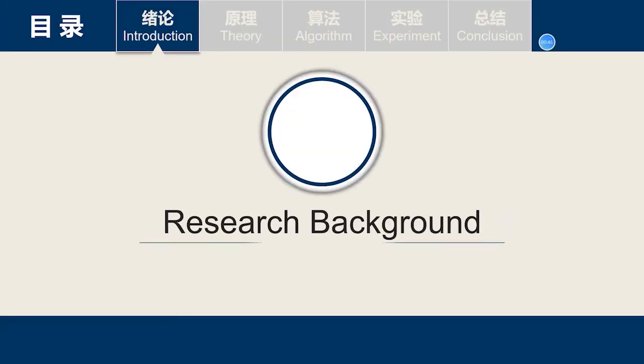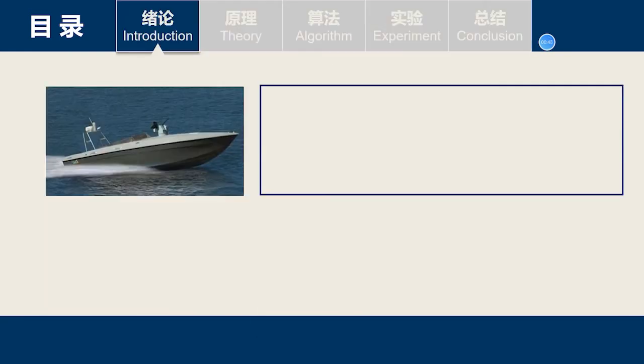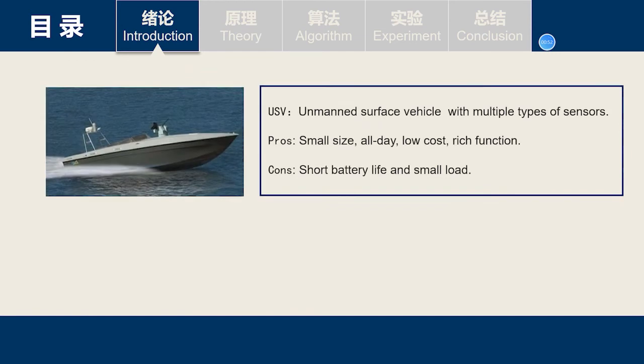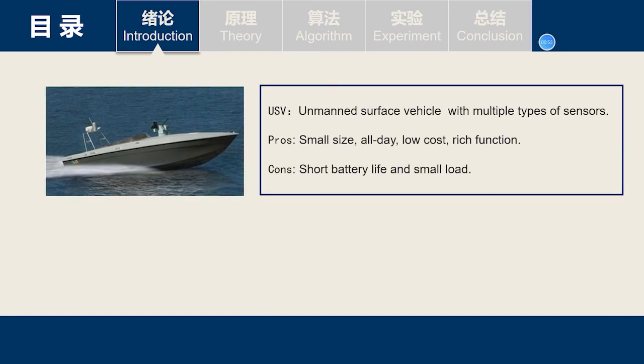The first part is research background. An unmanned service vehicle is a type of vehicle carrying multiple types of sensors without manual control. Compared with manned vehicles, USV has the advantages of small dimension, full time, low cost, and has strong adaptability to complex water surfaces such as shoals or shallows.